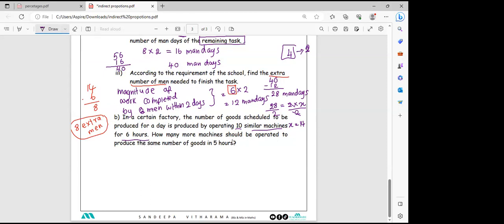How many more machines should be operated to produce the same number of goods in 5 hours?